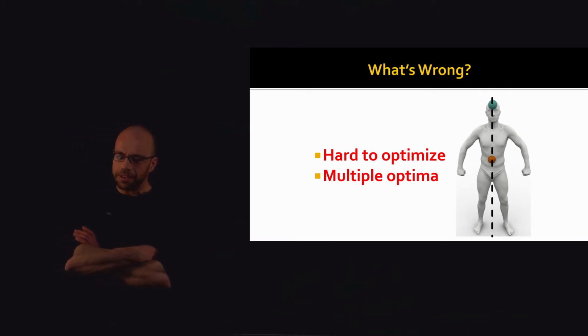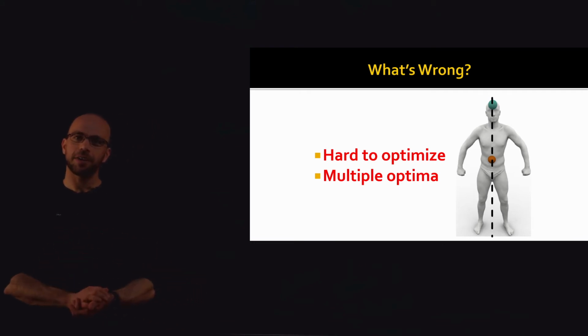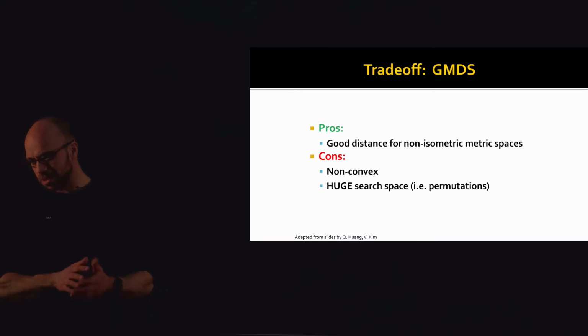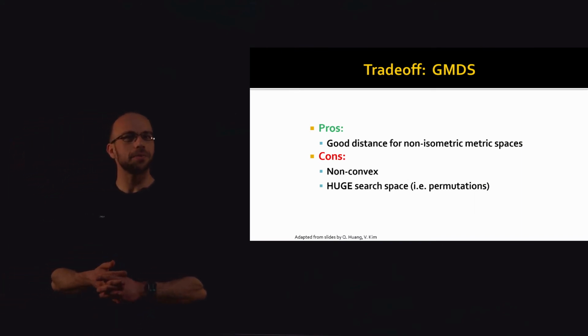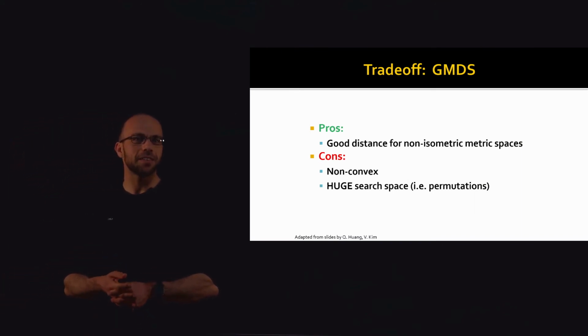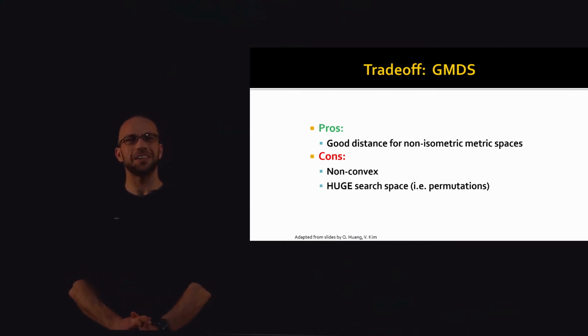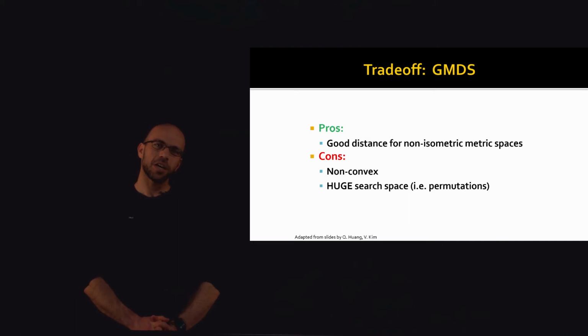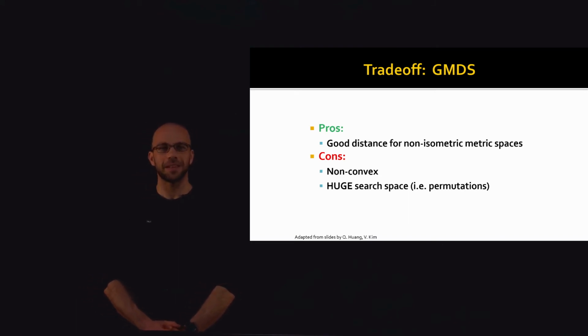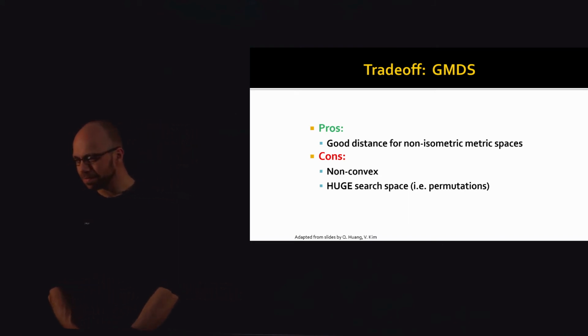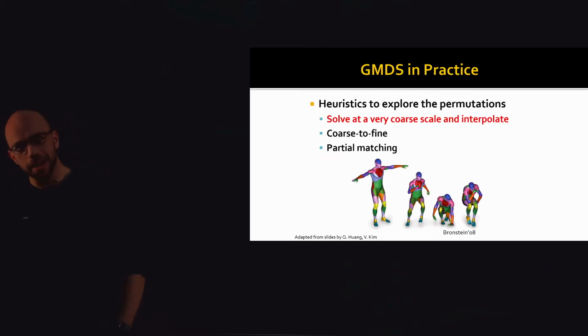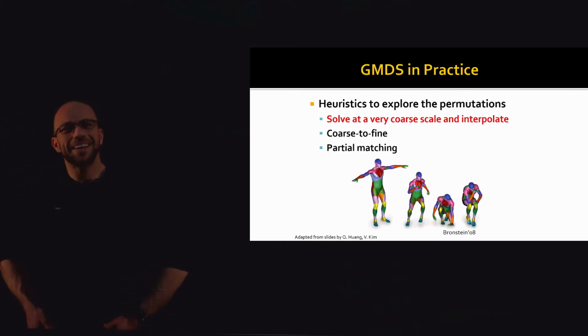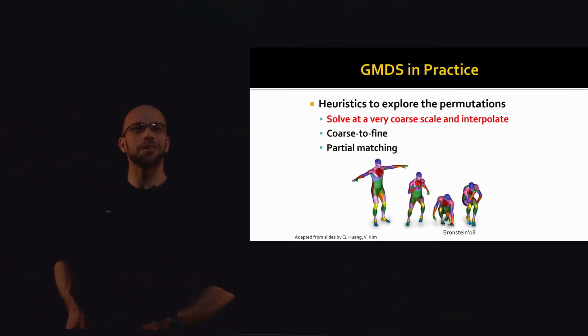So in any event, over the years, there have been many different strategies for optimizing this generalized multidimensional scaling algorithm. We'll mention a few. The basic trade-off here is that it's a good distance for non-isometric metric spaces. It really doesn't make any assumption on geometric structure, but you have this ginormous non-convex optimization problem that you have to solve. In practice, there are many different algorithms that attempt to do so anyway. I've highlighted a few in the course slides.